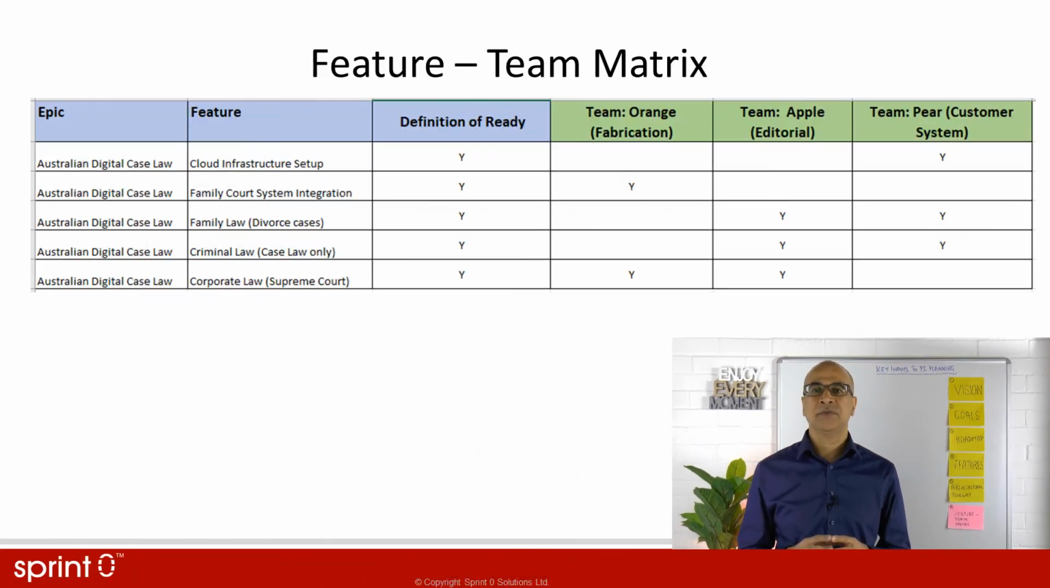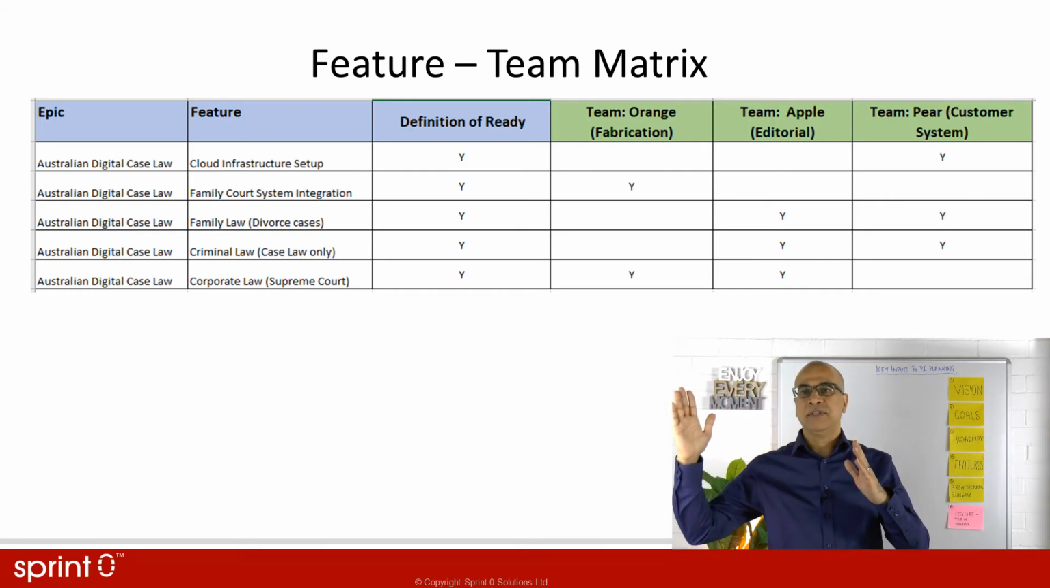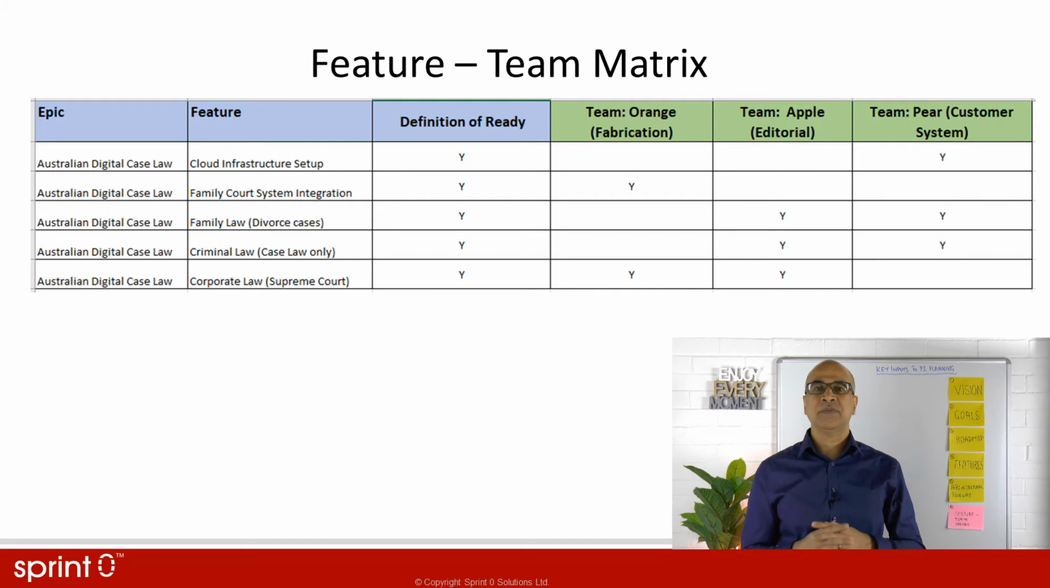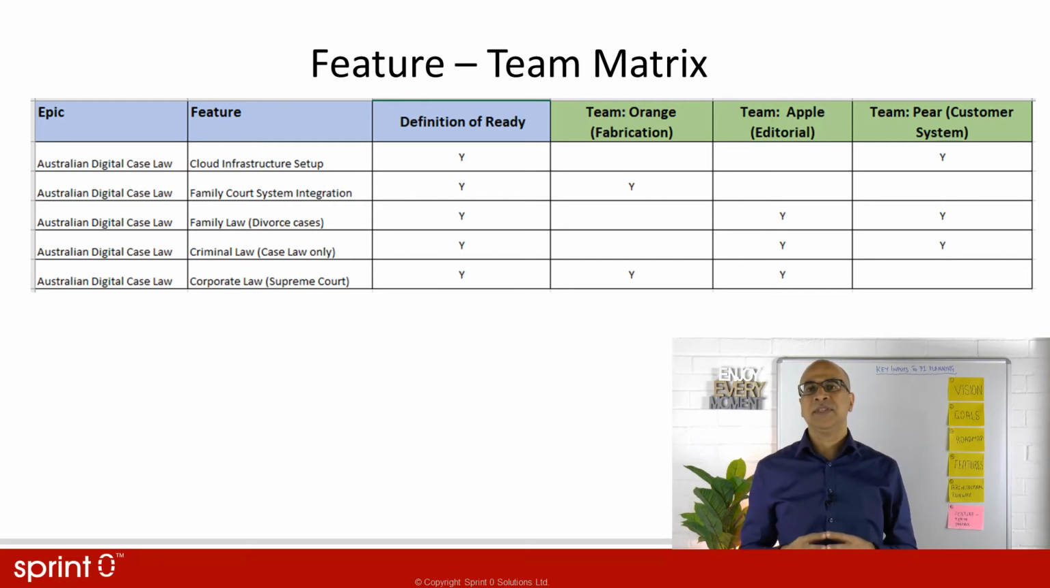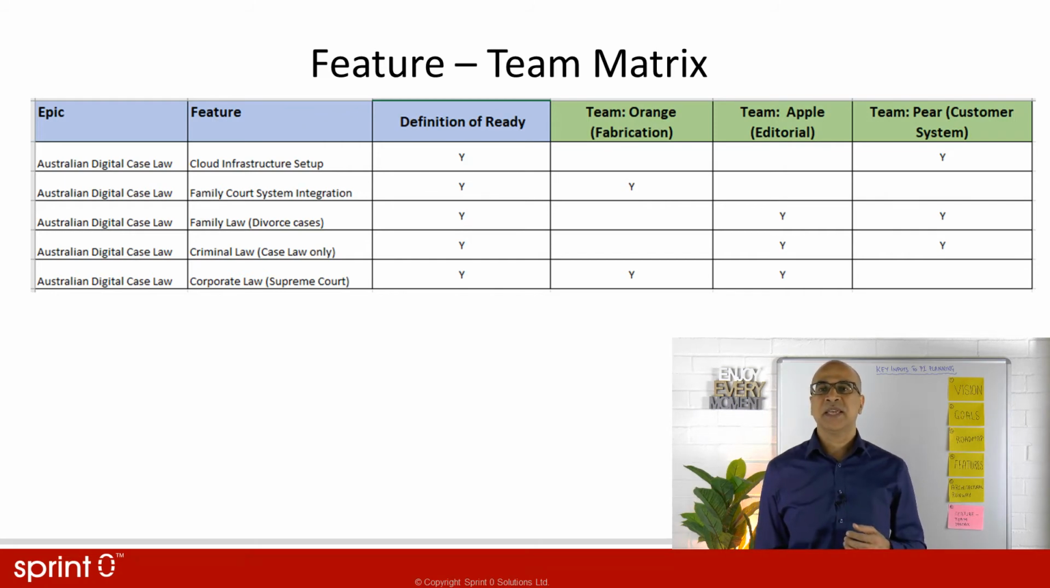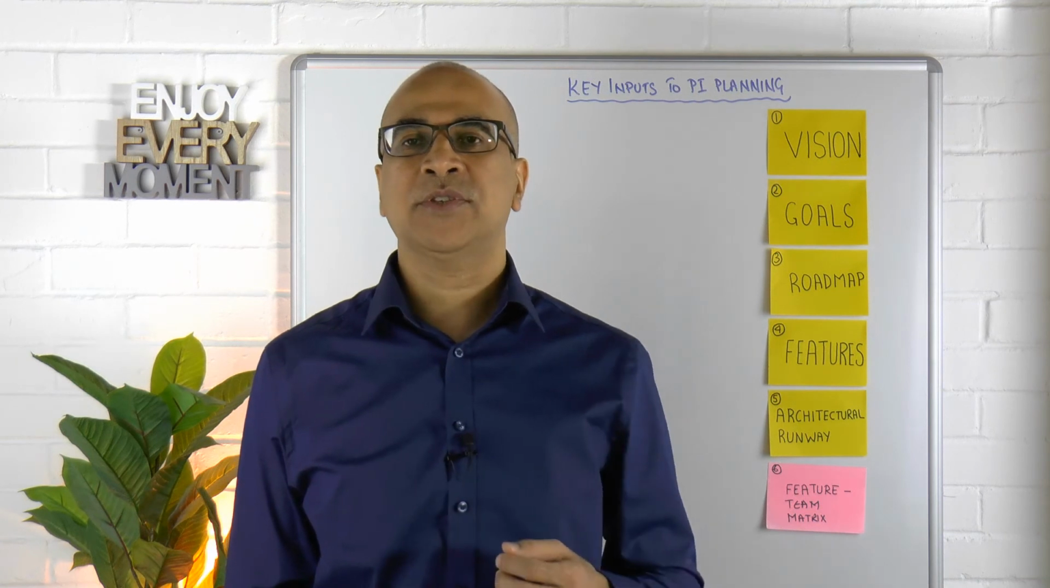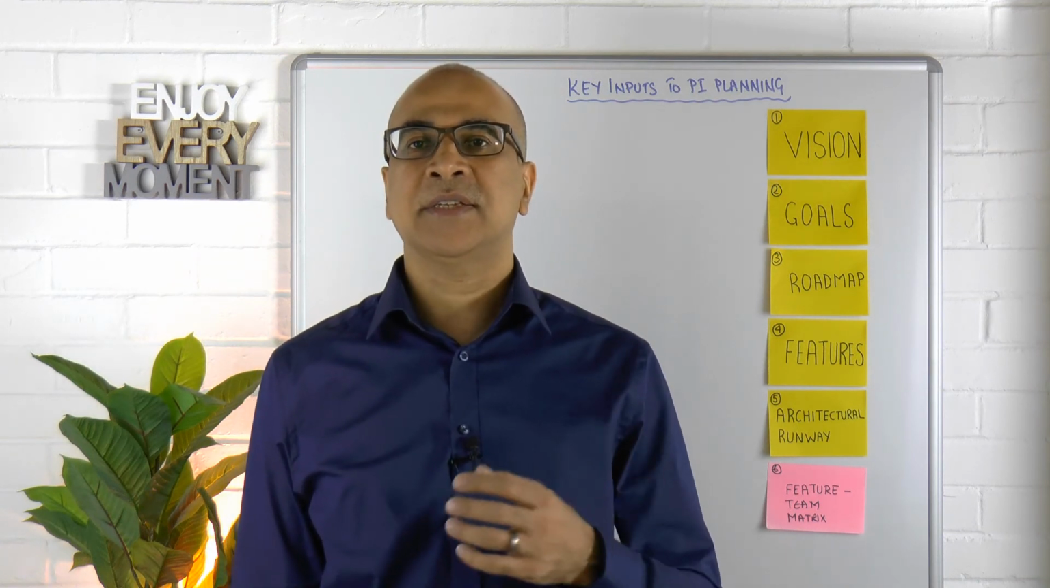You could typically use a spreadsheet. On one axis, we've got the features, and on the other axis, we have the teams, giving a mapping between the features and the teams. The use of this is that when a team comes in to their PI planning event, they can see which features they are responsible for delivering, or which features they need to contribute to.